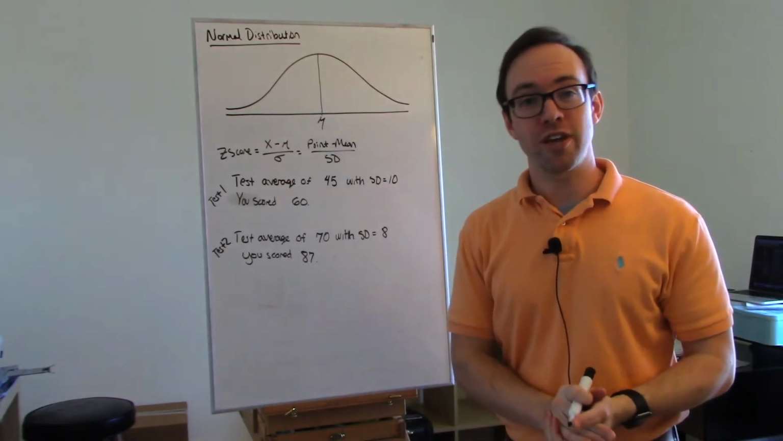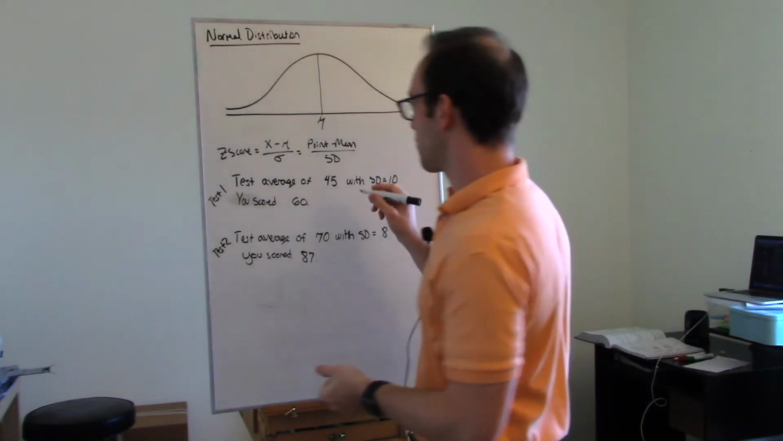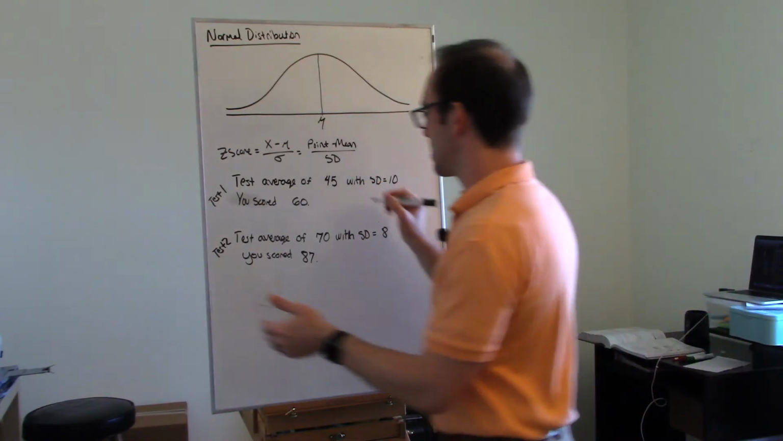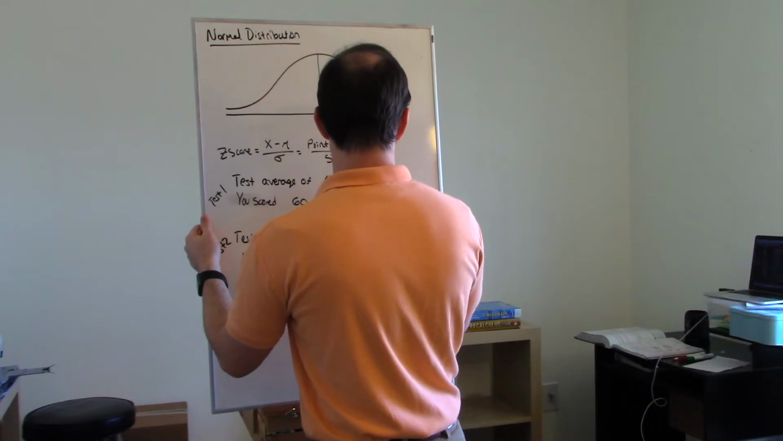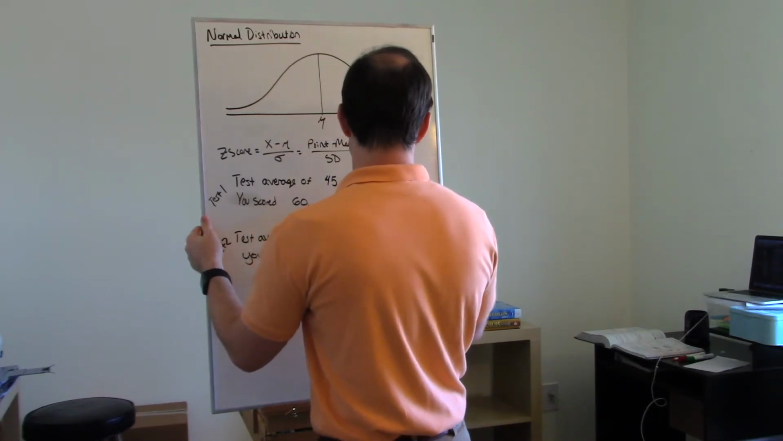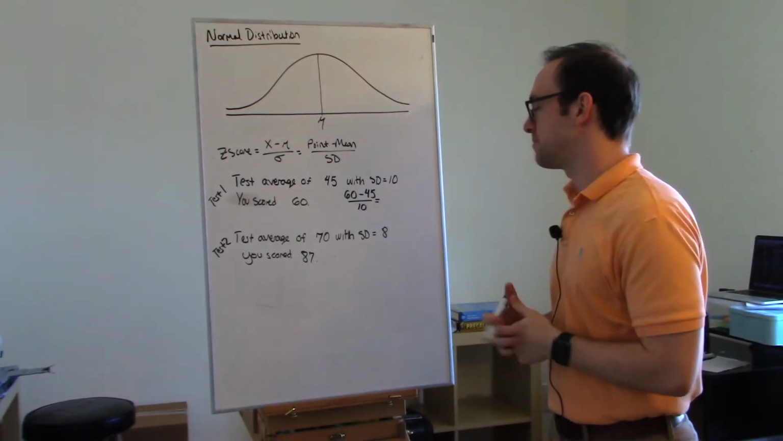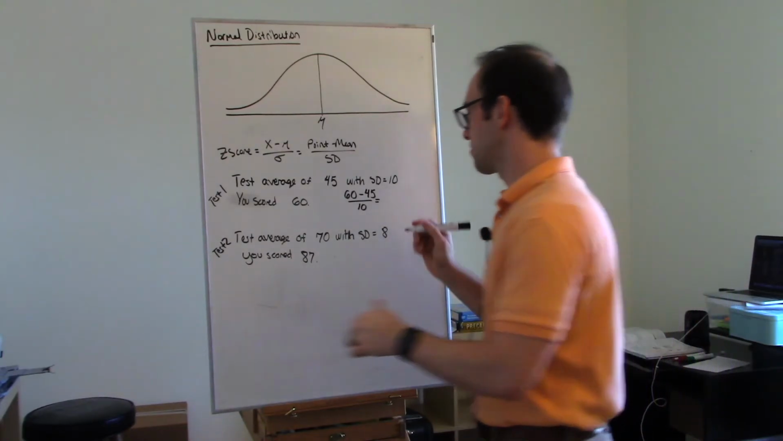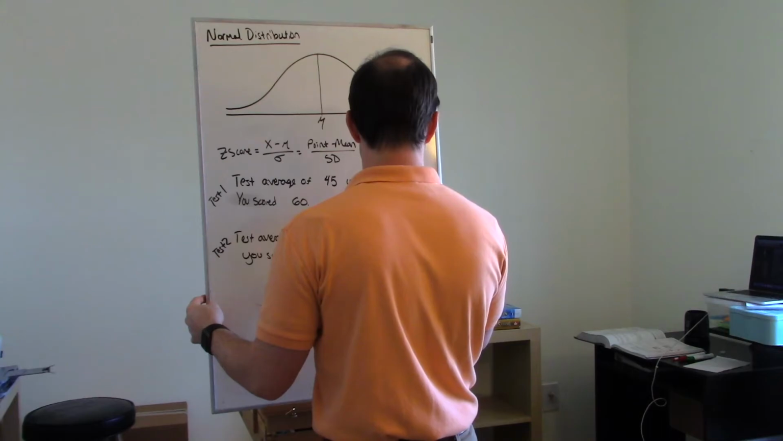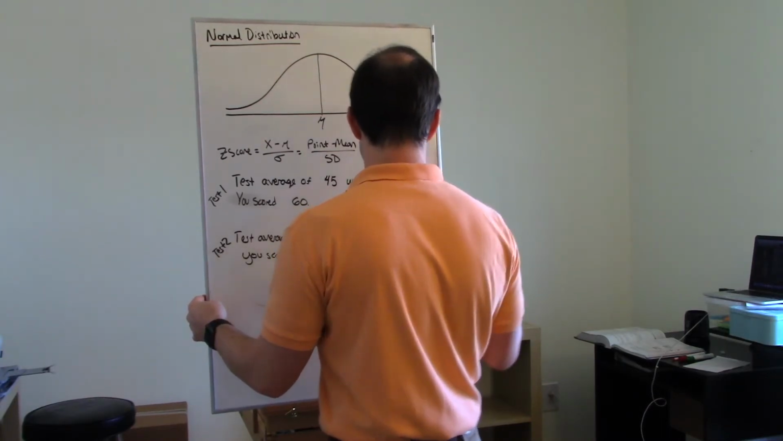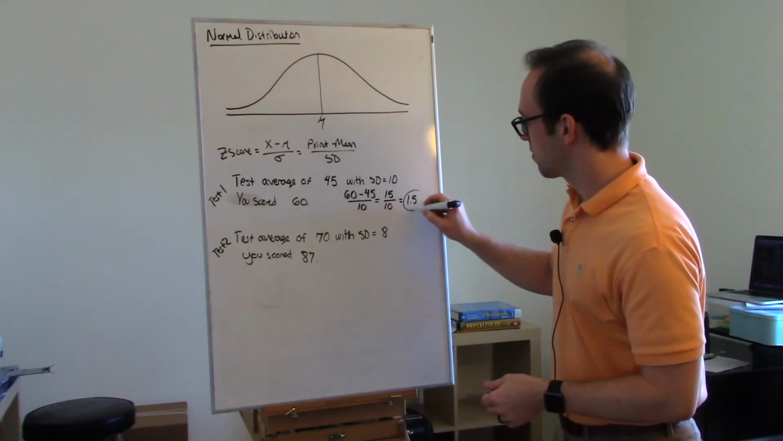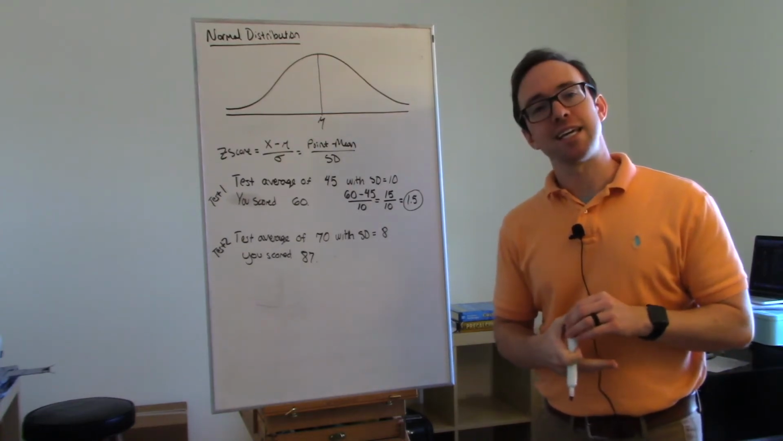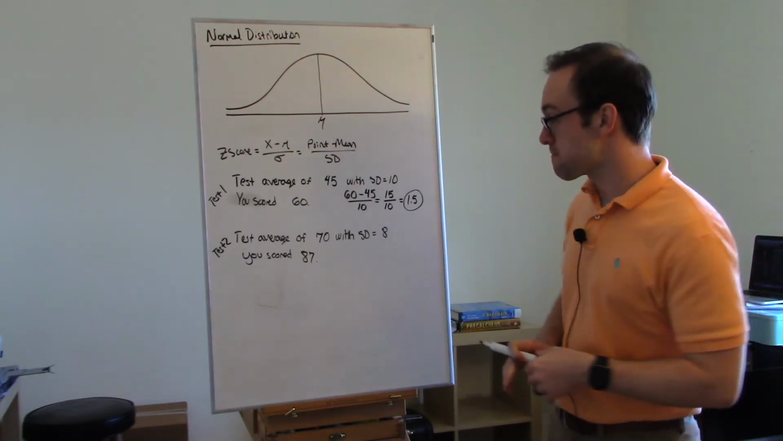Starting with test 1, we're going to calculate our z-score. Test average is 45. That's going to be your mean. Your standard deviation is 10, and the point you're using is 60. 60 minus 45 over 10 is 15 over 10, or 1.5.